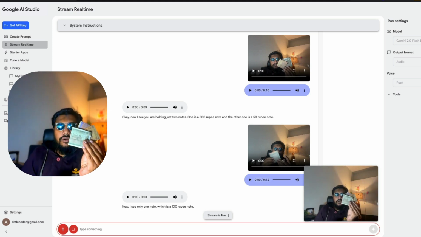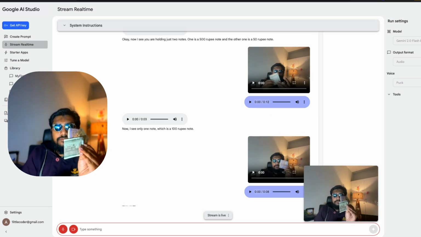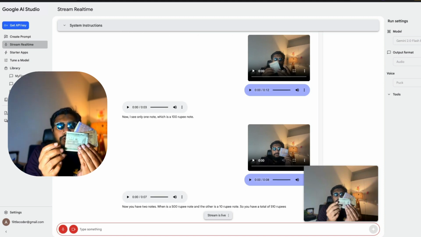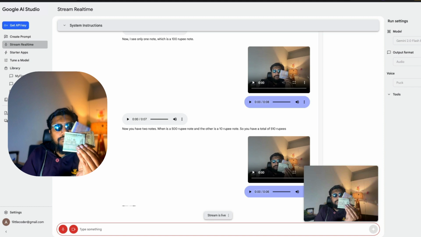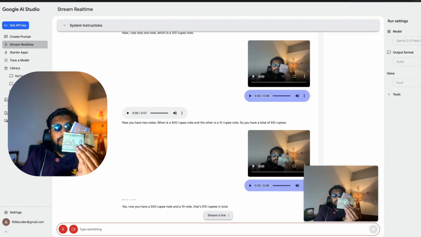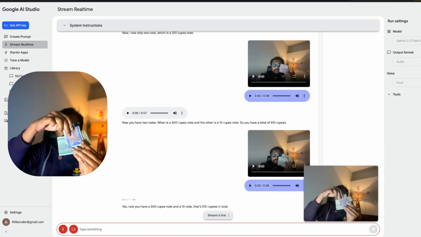How much do I have now? Now you have two notes. One is a 500 rupee note. Are you sure? Yes, now you have a 500 rupee note and a 10 rupee note. That's 510 rupees in total.